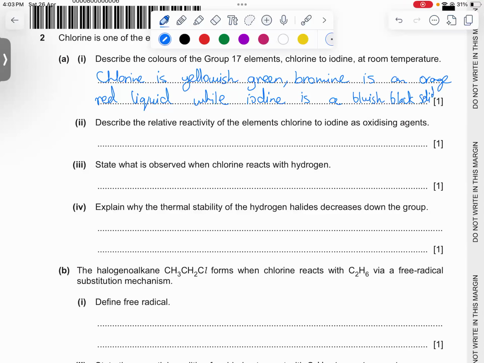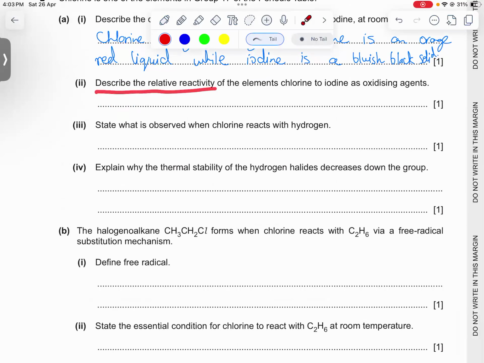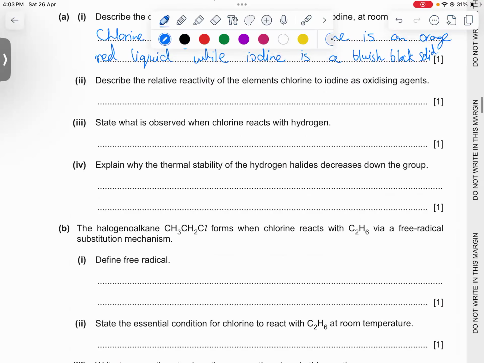All right. Next question. Describe the relative reactivity of elements chlorine to iodine as oxidizing agents. As oxidizing agents. So which one is the strongest oxidizing agent? The one that has the highest capability to get reduced itself. So which one has the highest capability to get reduced itself? Chlorine. Why? Because chlorine is most reactive. Chlorine to iodine, chlorine is most reactive. So chlorine is the strongest.